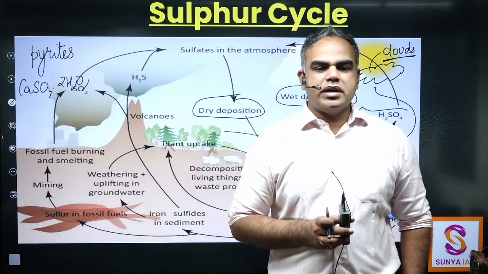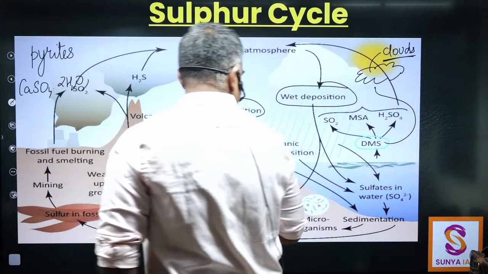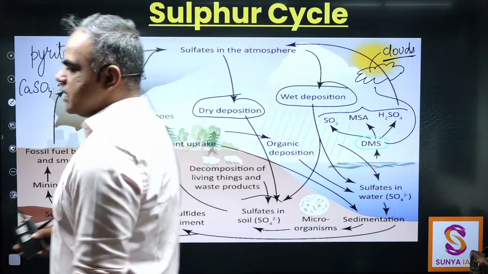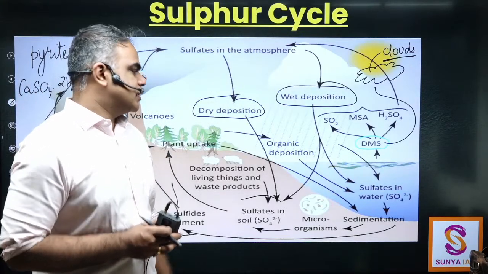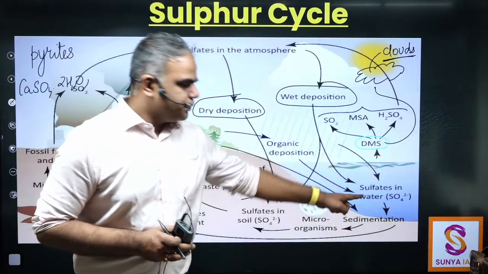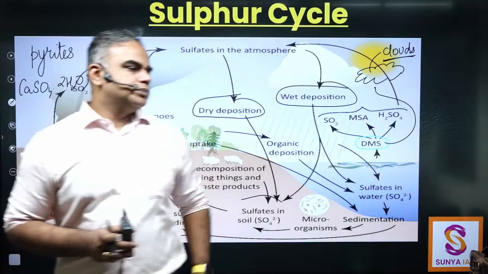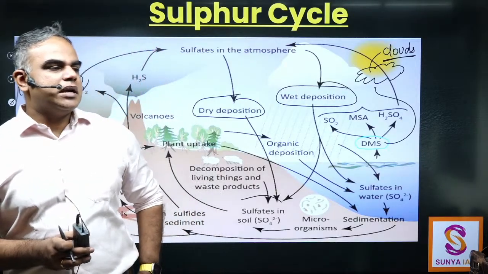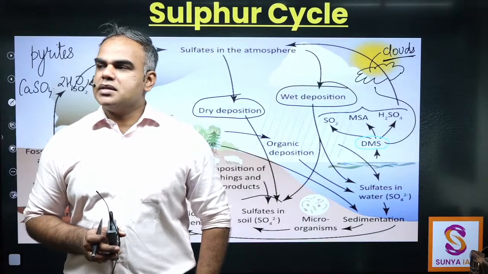Then write: oceans contain large reservoirs of sulfates. You will see sulfates in water. Oceans contain large reservoirs of sulfates and DMS, dimethyl sulfide.